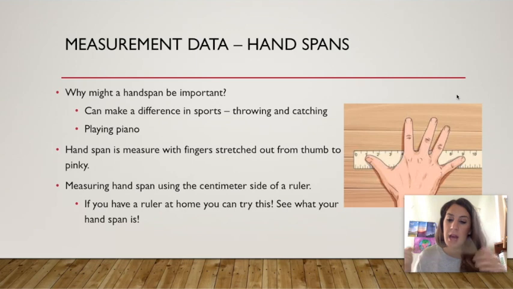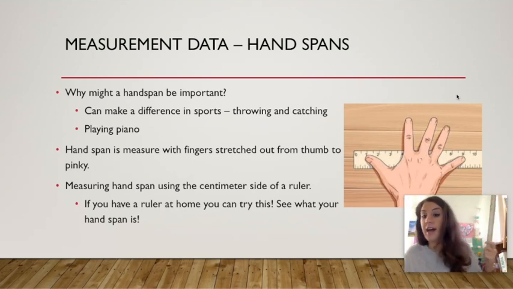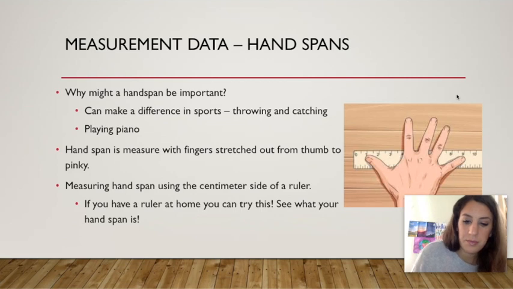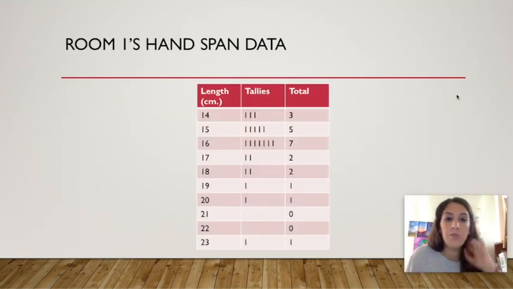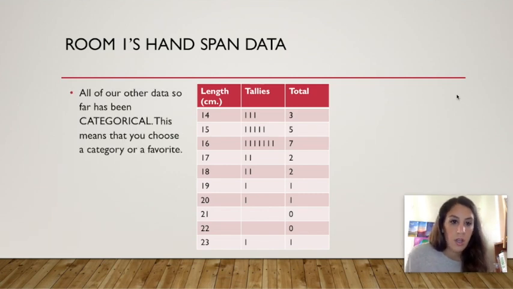But I'm going to give you some imaginary data, just like I've been doing, of another class's hand spans. Here I have room one's hand span data. I made up this data just like I've done for our other lessons. All of our other data so far has been categorical. That's a big word. Try saying that one, categorical. That means that you choose a category or a favorite, right? The data that we've done so far has been room 81's favorite colors or room 42's favorite desserts. And then you ask people and they tell you what their favorite is, and that's how you get the data.